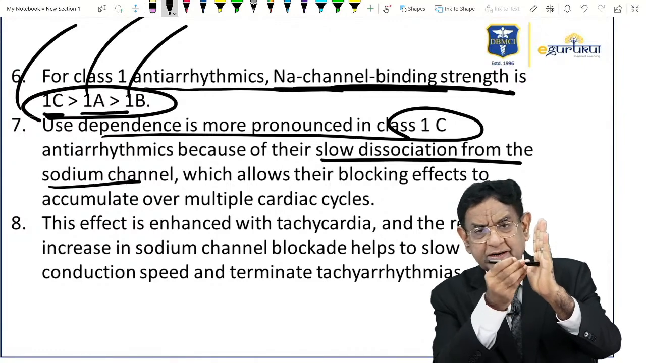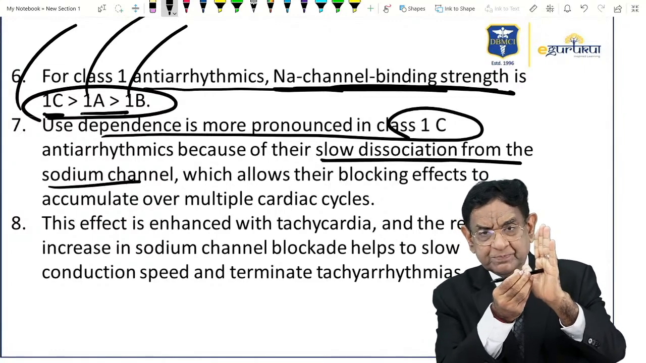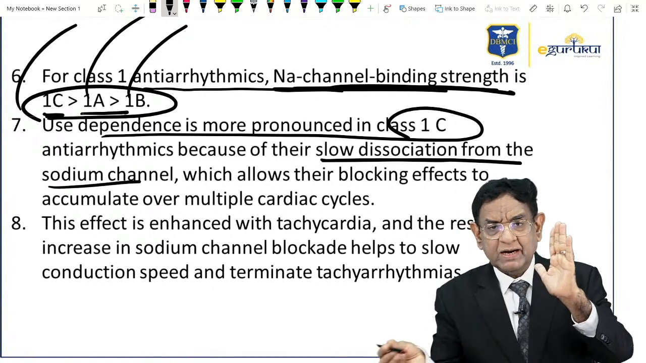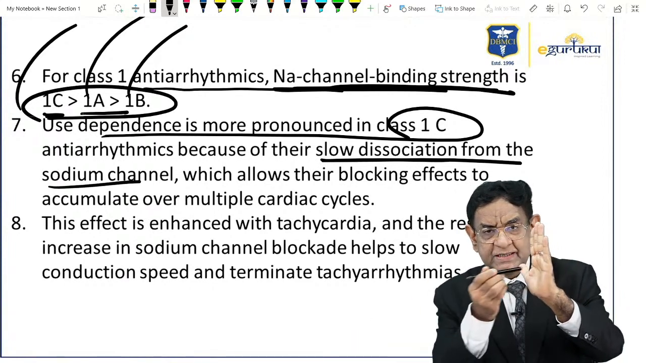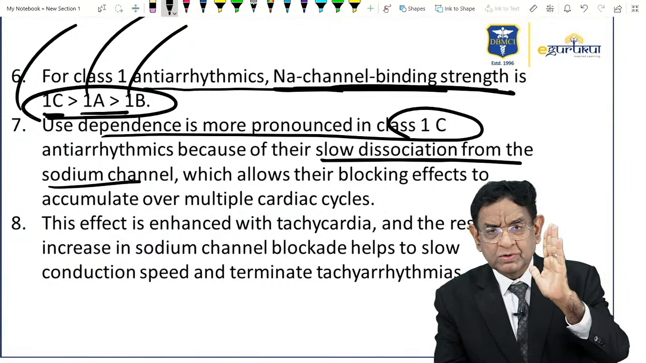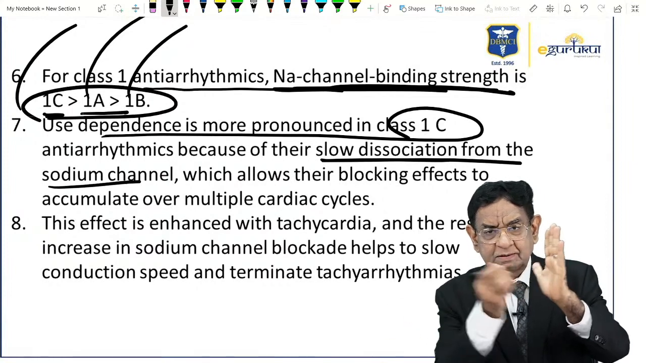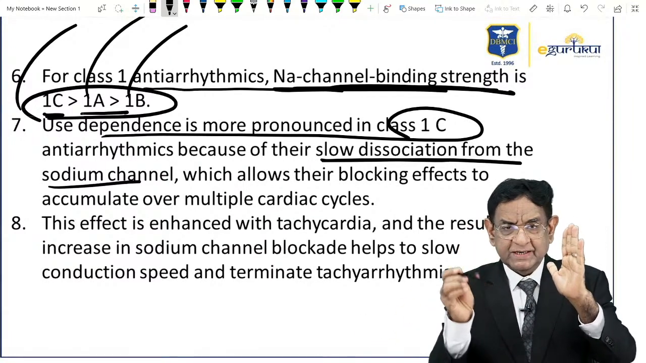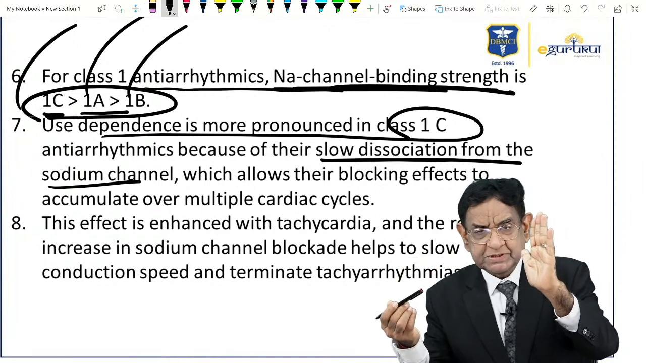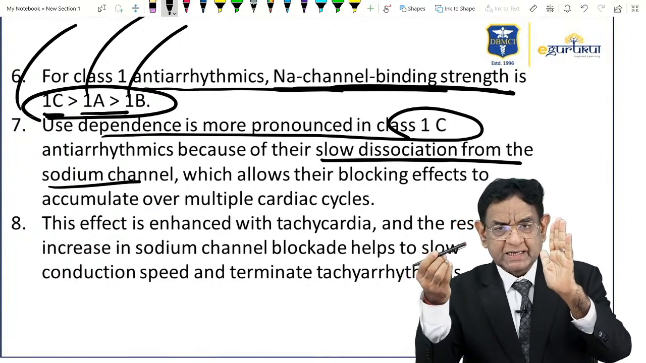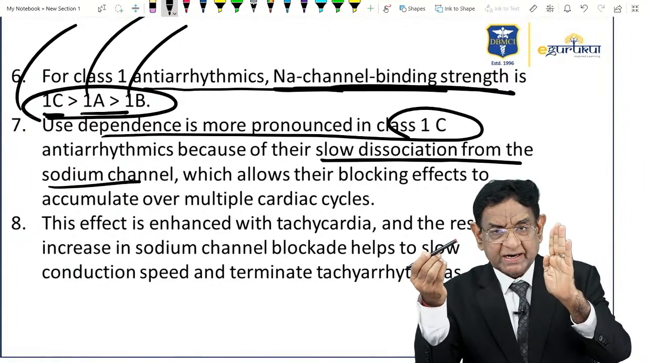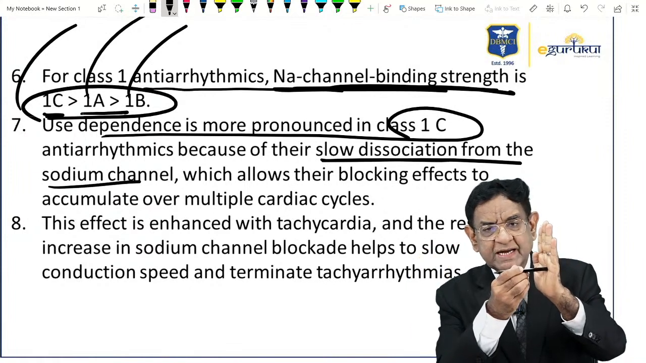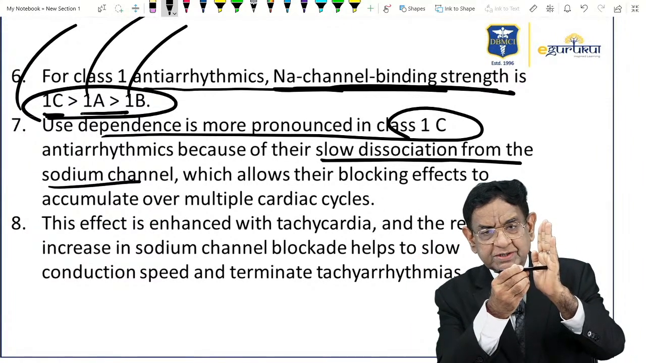Oh, it remains for a longer time. Look into this. Now class 1A, they come and go. Class 1B, look once again. This is the sodium channel. Okay, sodium channel. This is a class 1C drug. They come and get attached. Now there's a longer duration.